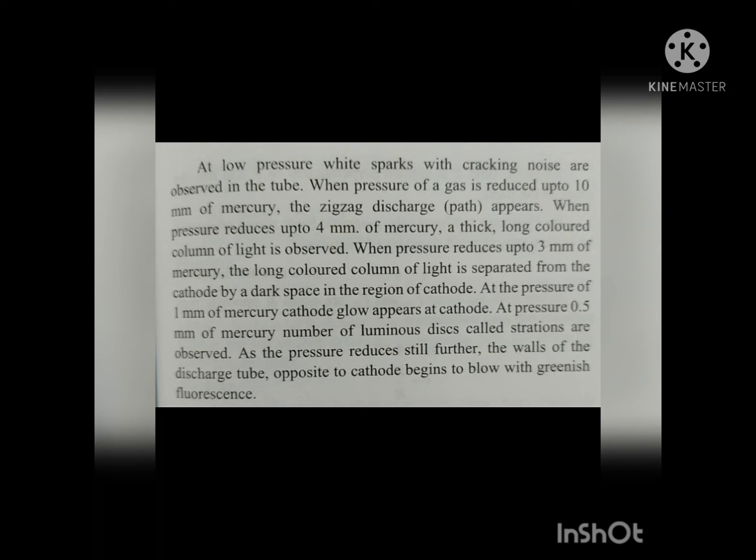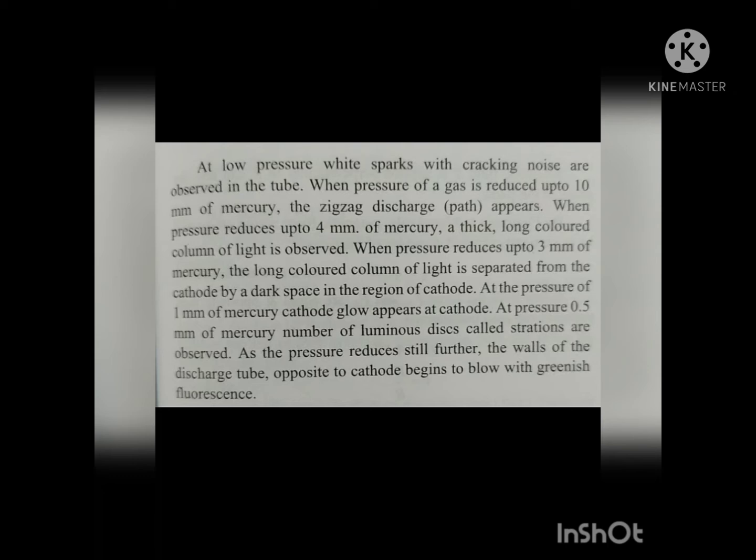When pressure is reduced up to 4 mm of mercury, a thick, long colored column of light is observed. When pressure is reduced up to 3 mm of mercury, the long colored column of light is separated from the cathode by dark space in the region of cathode. At the pressure of 1 mm of mercury, cathode glow appears at the cathode.